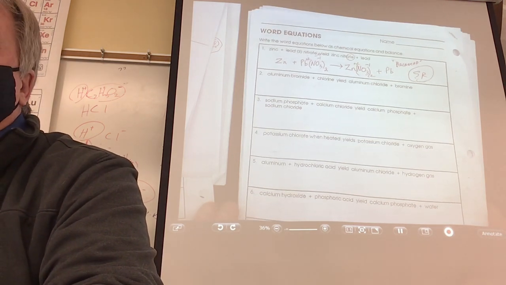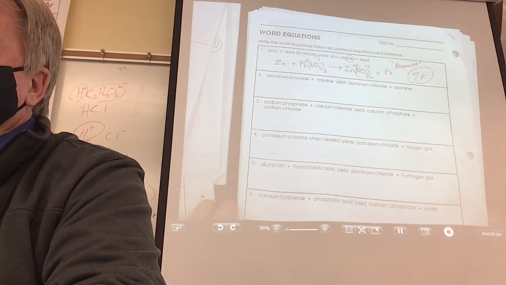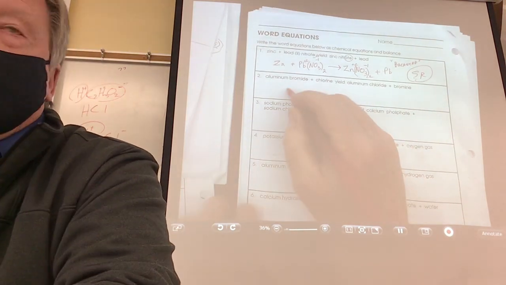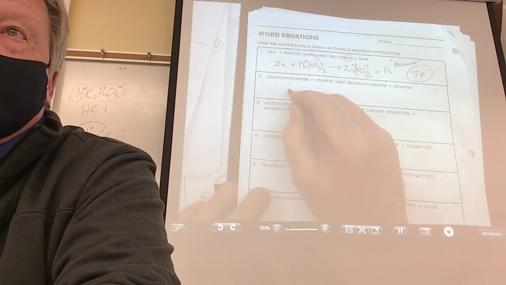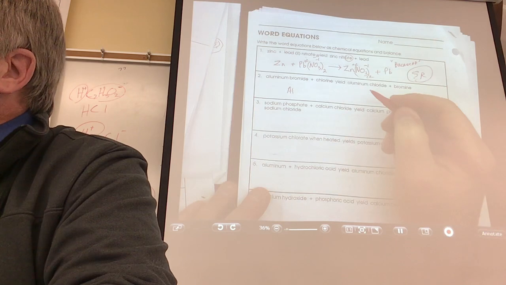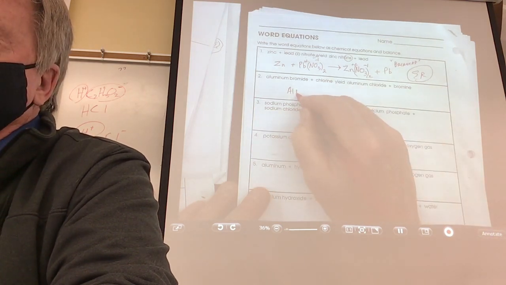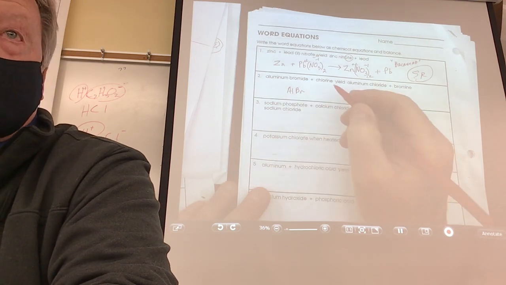Okay, we're gonna do one more, and now I'll let you guys do some together, okay? All right, aluminum bromide. What do you think? I bet you're gonna write this. Aluminum bromide. What's the other element? Is that right? Now, is that it, or am I done?